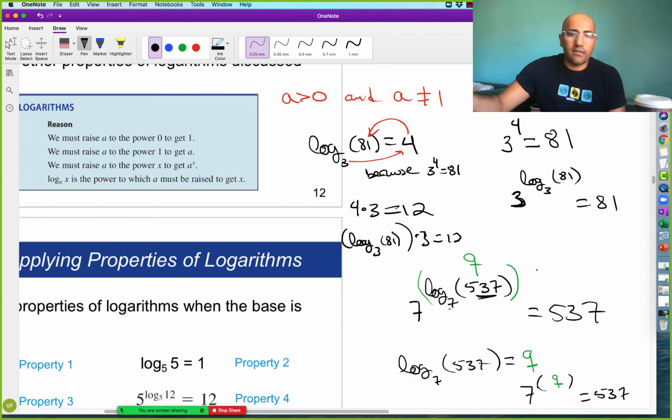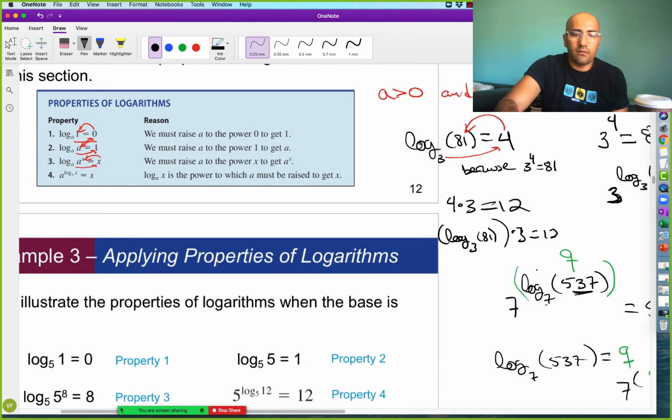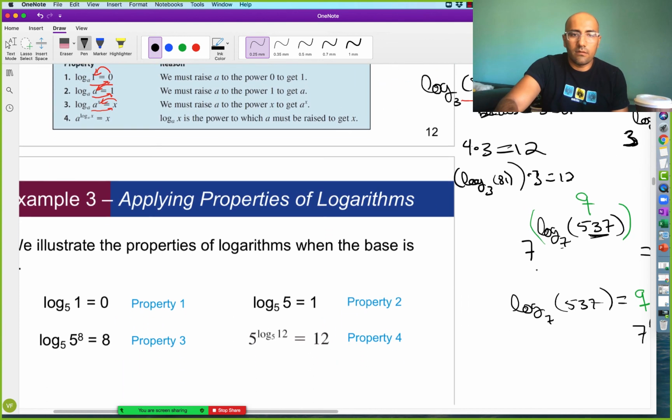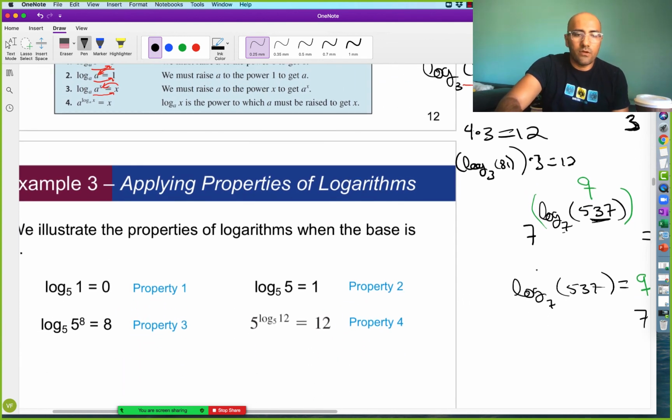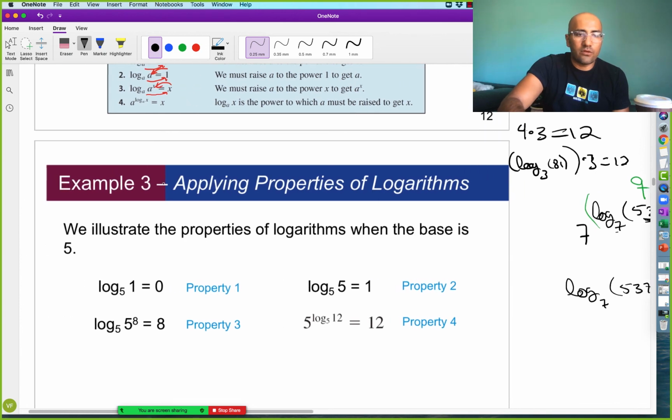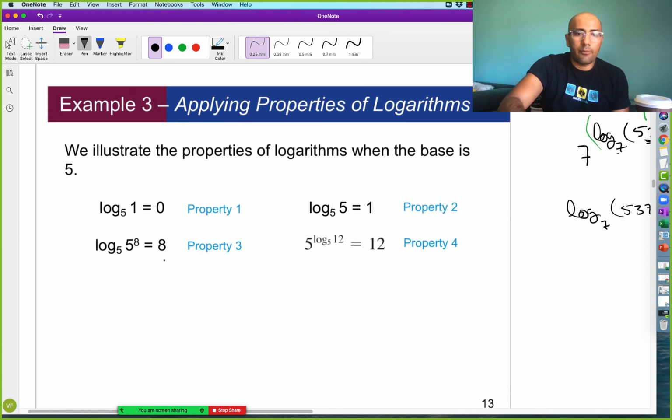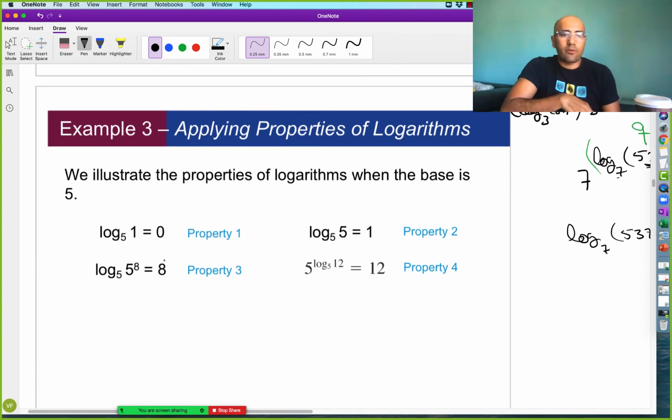Any questions about that? No? I think that's probably the most complicated property that's presented. And so here are some examples of our properties.